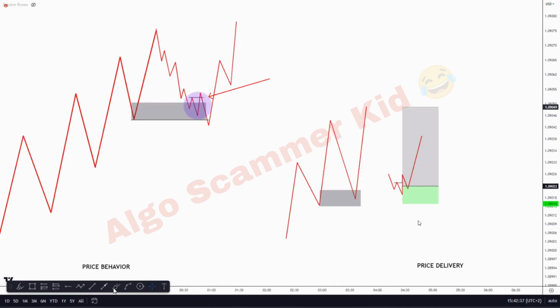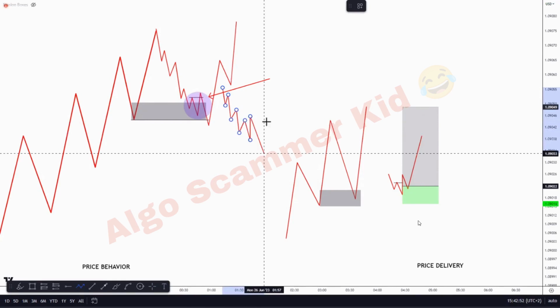So price behavior can form before, just like it formed here. You see, this one was before the inducement, but price behavior can also form after my inducement.